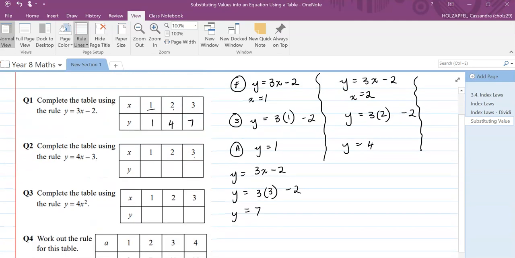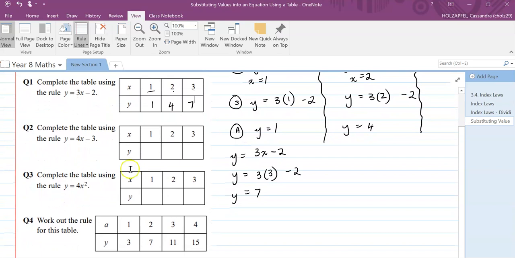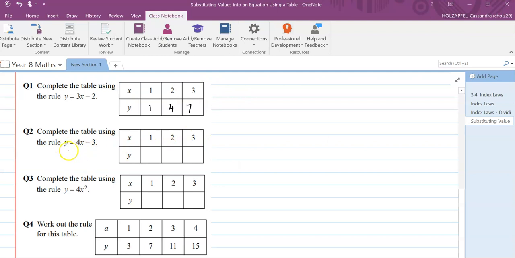So that was our first question. Let's go ahead and have a look at this second question now. So I'll just clear this and come back. Okay, so for this second example, we've got the rule y is equal to 4x take 3. So let's write our formula first. So y is equal to 4x take 3.